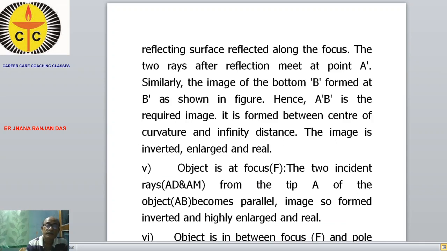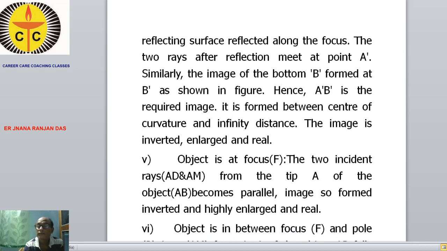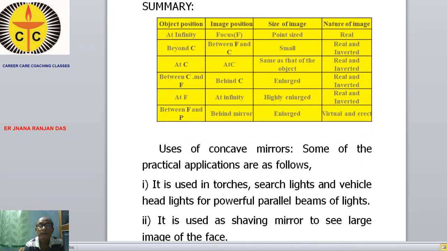So this is the explanation of how an image forms if the position of the object is different with respect to the focus. This is the summary. If the object is placed at infinity, the image position is at the focus.